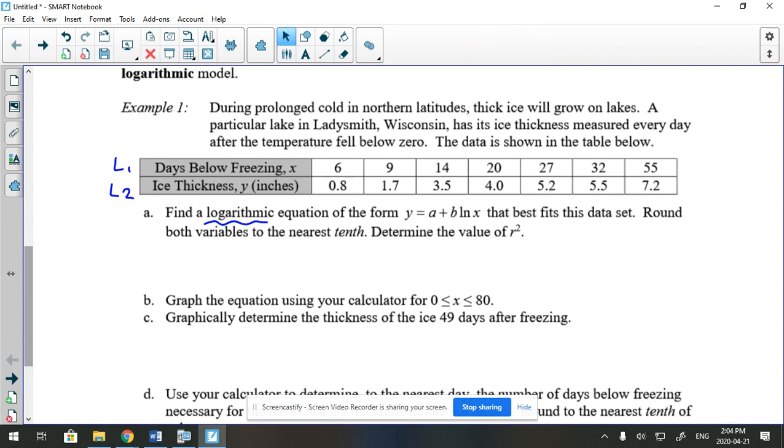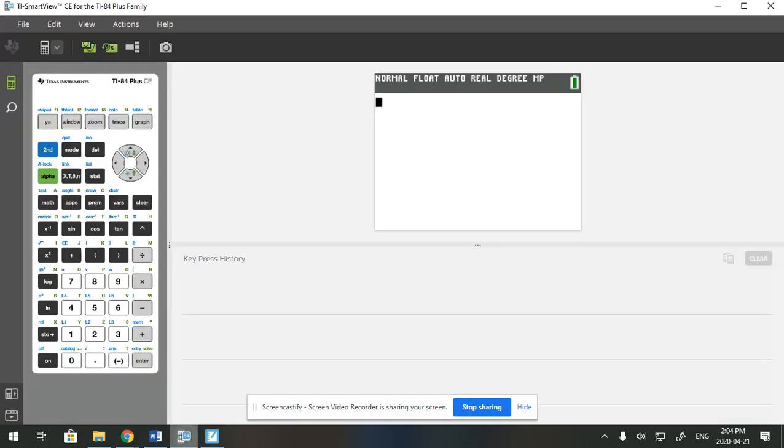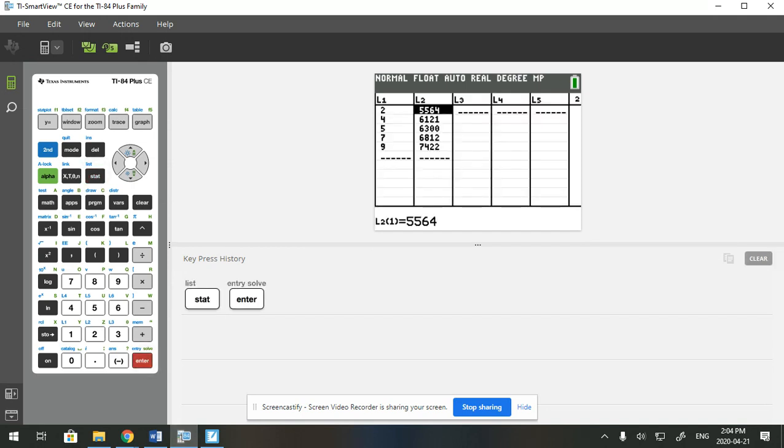You're going to go into your calculator, go to the stat button, and go to edit. Now you have your list 1 and list 2. You probably still have stuff in it from last time. Remember, you can highlight the title and hit clear, enter, and it'll clear your whole list for you.